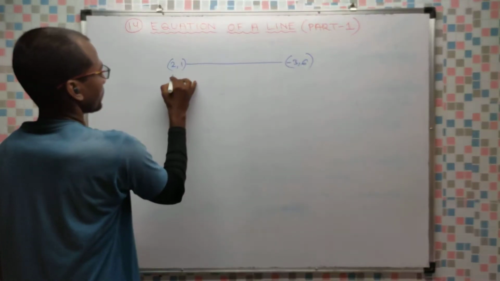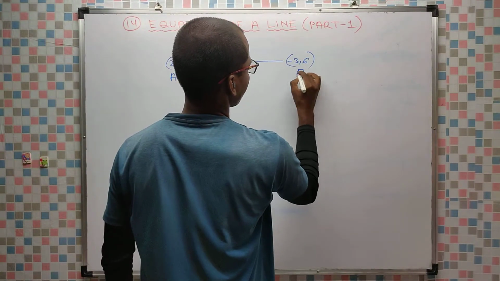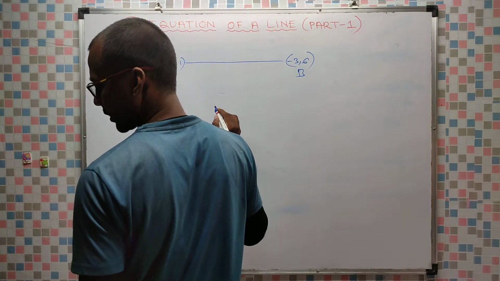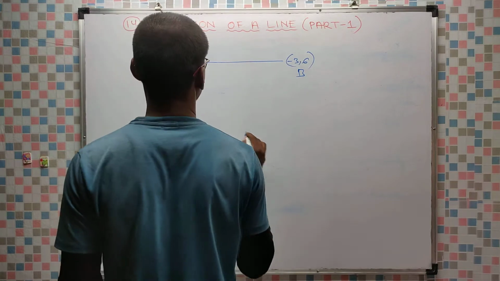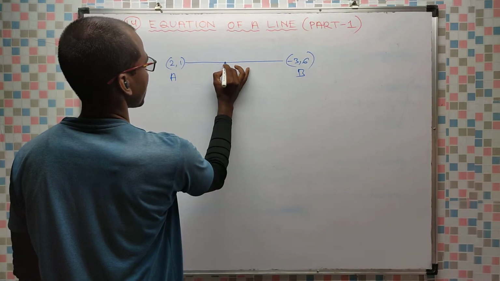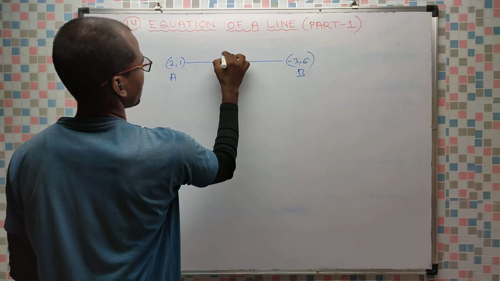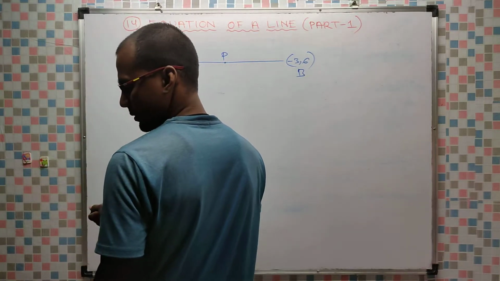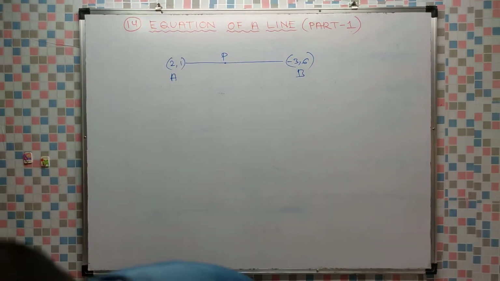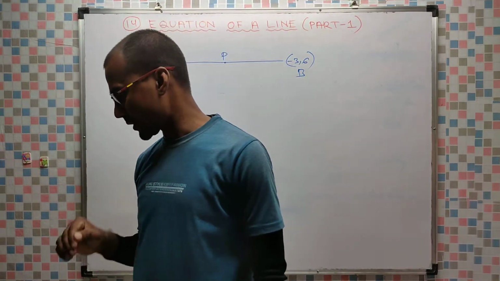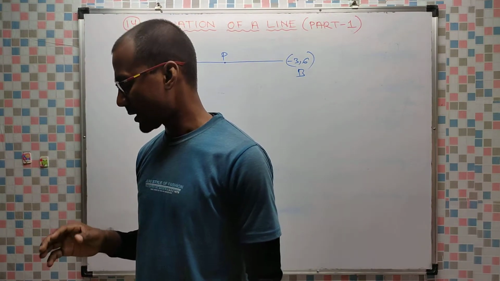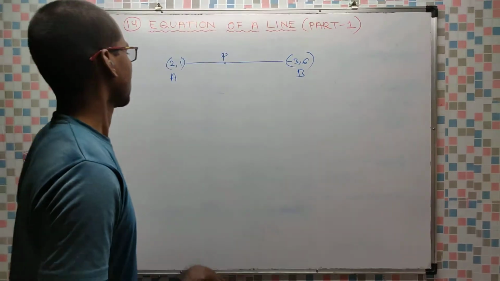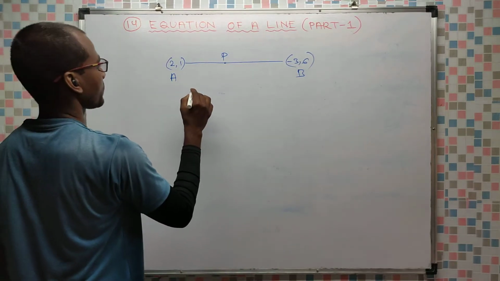Let this point be A. Let this point be B. Then there is a point P on this line segment that divides it in the ratio 2:3. So definitely P will be nearer to A. Let this point be P. Then the second part of the question: does P lie on the line x minus 5y plus 15 is equal to 0? We will check it later on. First let us find P. Now this is the ratio AP by BP.